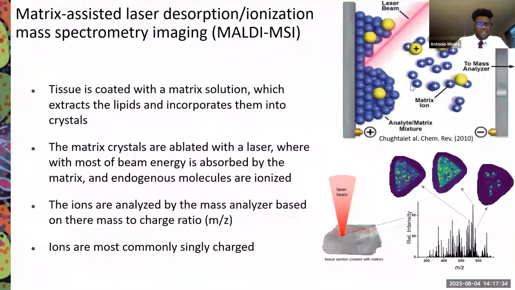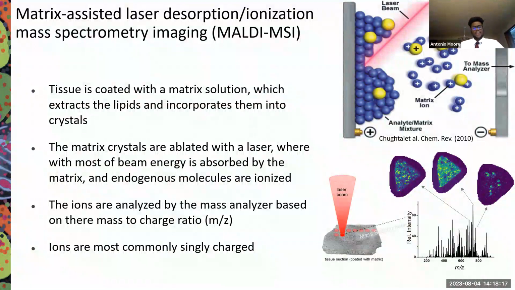So how MALDI works is that we first cut tissue, and we coat that tissue in an organic acid or base dissolved in an organic solvent, and this is called a matrix. The matrix extracts the lipids and biomolecules and co-crystallizes them, incorporating them into crystals. The crystals are then hit with a laser, where most of the beam energy is absorbed by the matrix crystals, and then it releases the lipids, and the beam also ionizes the lipids.